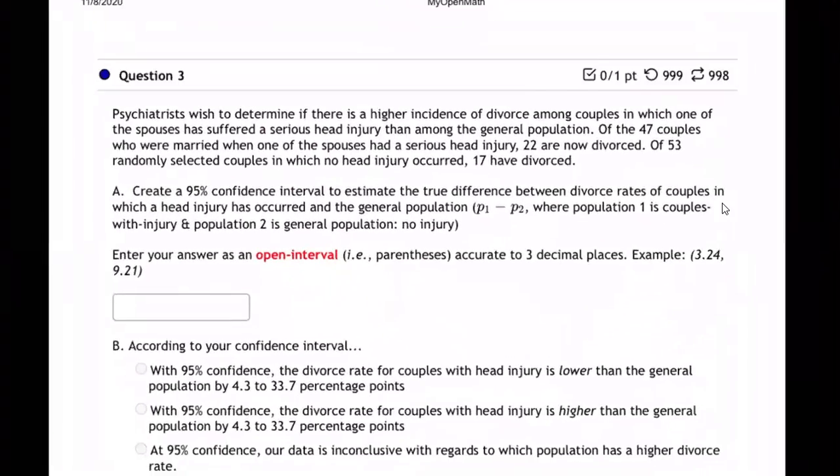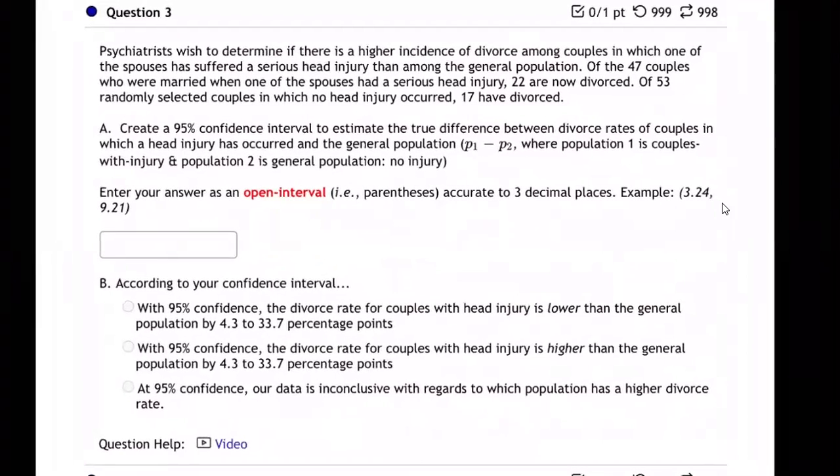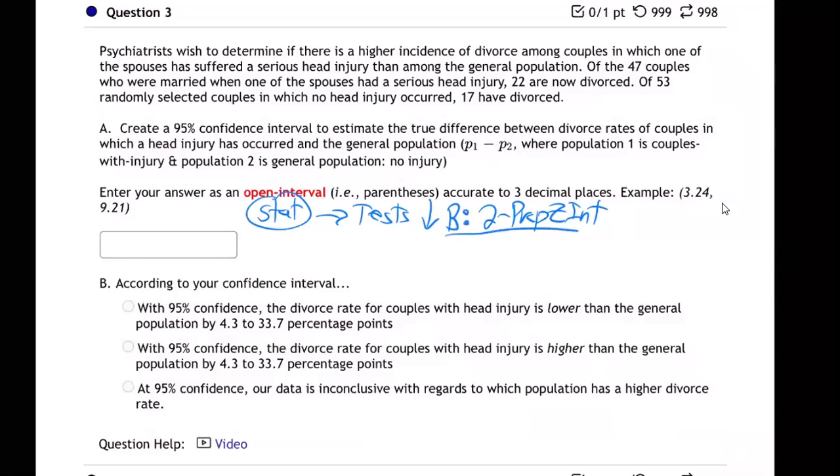All right, let's do it. 2 prop Z interval. So on our calculator we're going to hit stat, go over to tests, go down to 2 prop Z interval. We have 2 proportions here, 2 groups, right? The couples that have a head injury and those that don't. So go down to 2 prop Z. Don't go to test. Go to interval. It's way down on B.